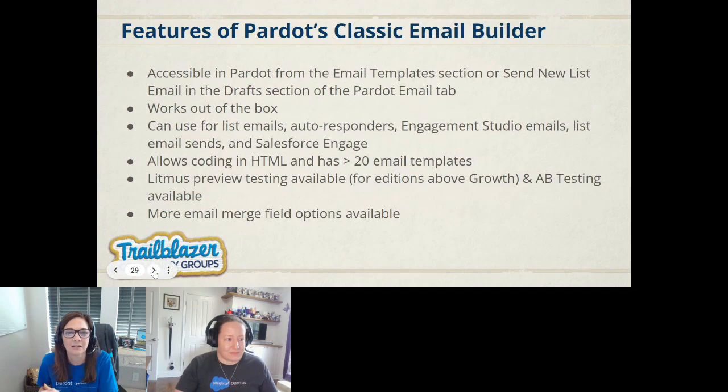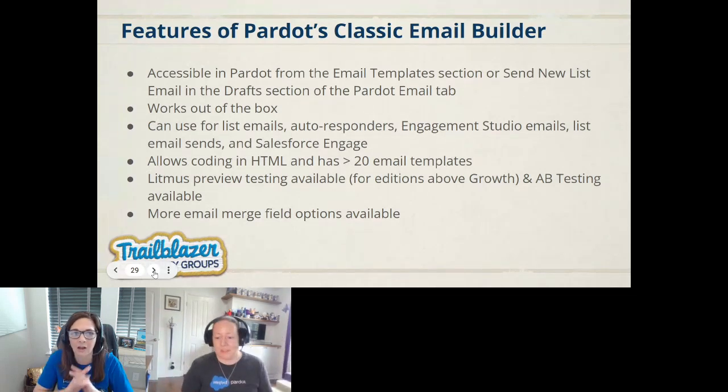And then Classic: it's accessible in Pardot from the email template section or send new list email in the draft section of the Pardot email tab. It works out of the box. You don't have to do anything crazy. You can use it for list emails, autoresponders, Engagement Studio emails, list sends, and Salesforce Engage, which are your one-to-one emails. You can code in full HTML. If you love just coding the whole email, you can do that, but it does have templates.